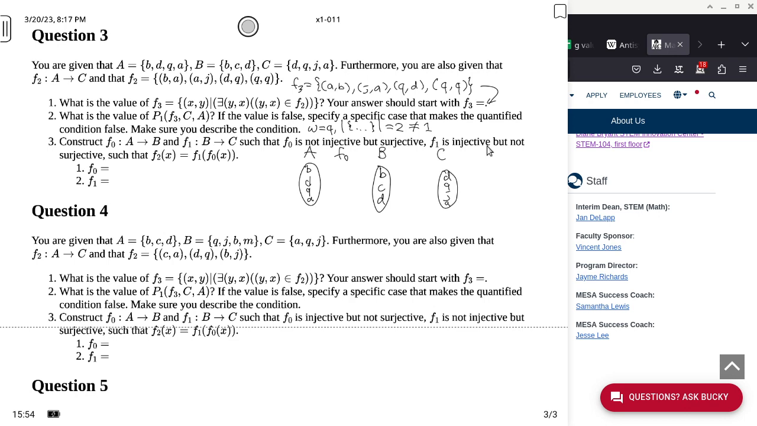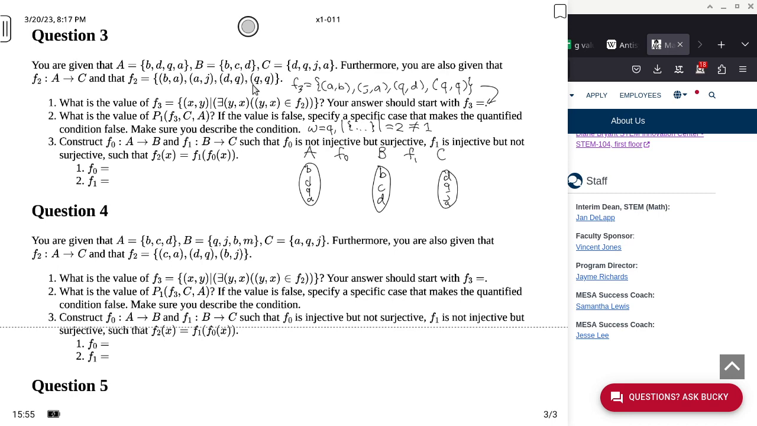Okay. All right. And F1 is mapping from B to C. And we want the compound function: if you apply F0 to X first, and then you apply F1 to the result of F0 of X, we want it to boil down to the original F2, which is a function. This is indeed a function. So how do we make it happen? You can see how D and Q both map to Q. That gives you a pretty good clue of what we need to do.